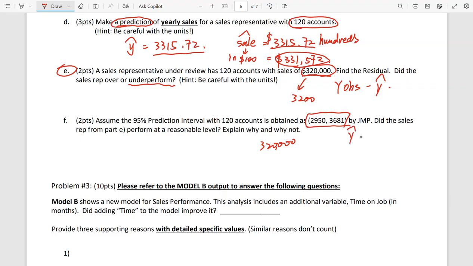But remember, the y is in hundreds, right? So that means the predicted sale should have the range of 2950, and sorry, in hundreds, so that would be 2 more zeros, and then up to 368100. So this is the true range for the sale. Now you can see that $320,000 is in the interval. So that means even though it is underperformed, it is still reasonable, right?